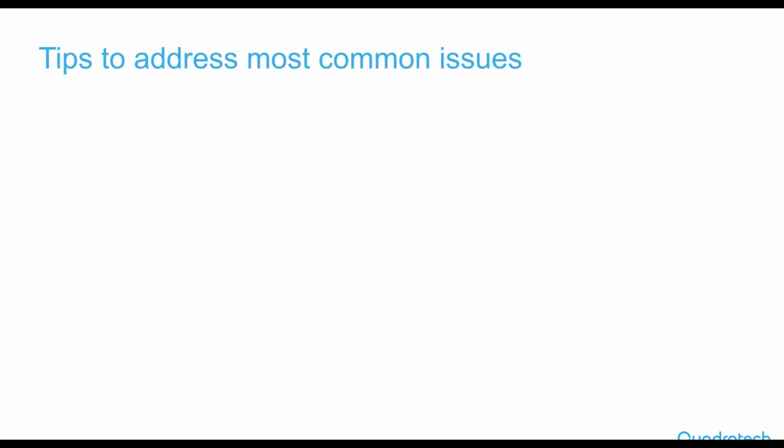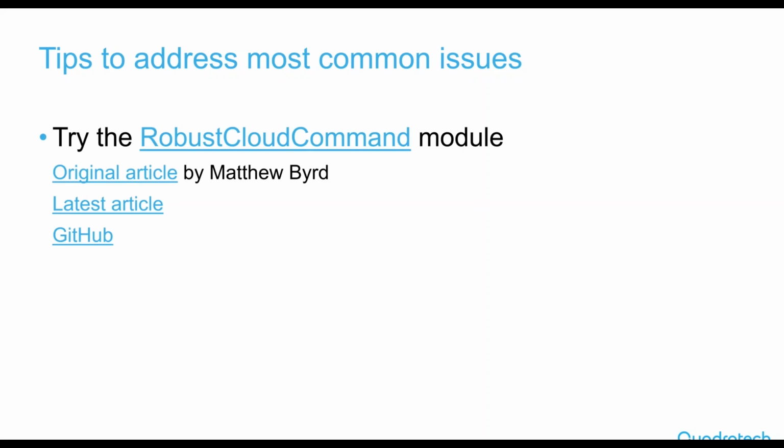And one gentleman from Microsoft by the name of Matthew Bird has actually done this for us and has released a module which basically incorporates most of those tips. It's called the Robust Cloud Command module. Previously, it was released as just a script, and you can find later on a link here to the original article and the more recent article that he released, I think, a month or two back, and also a link to the GitHub repository where you can get the module from, or you can even contribute to the module.